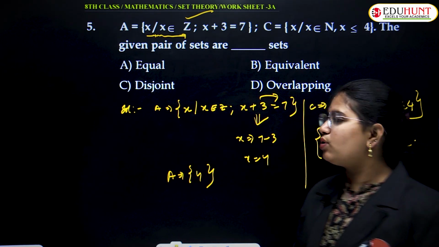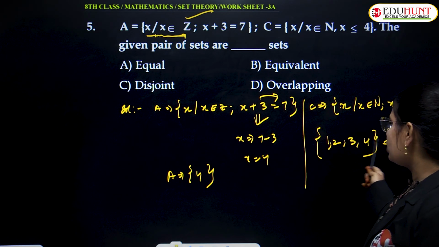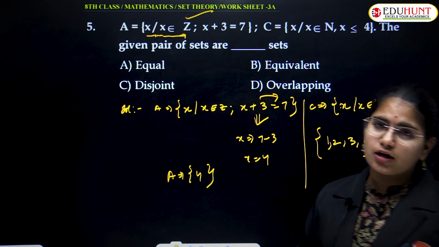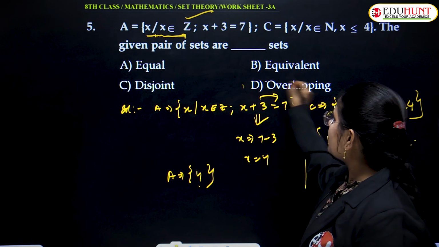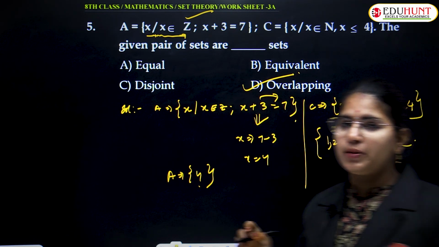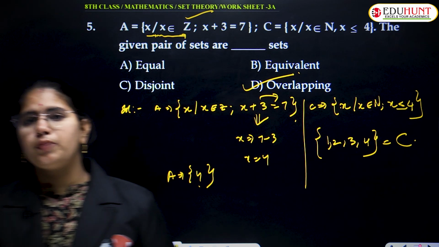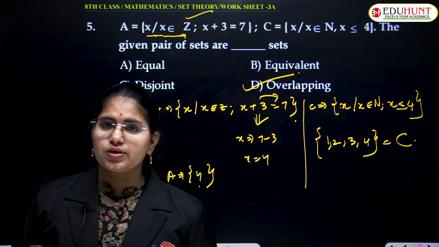So this is like A is equal to {4} and this is like {1, 2, 3, 4}. Here we are finding one particular element as common, which is 4. So this is an example of overlapping sets. Correct? This is an example of overlapping sets. I hope everybody has got clarity with this question. Nobody is having doubts with this question.